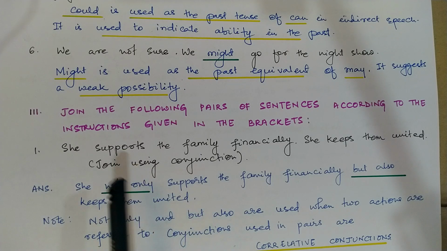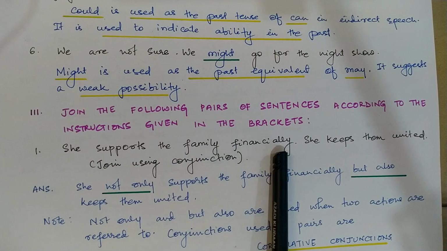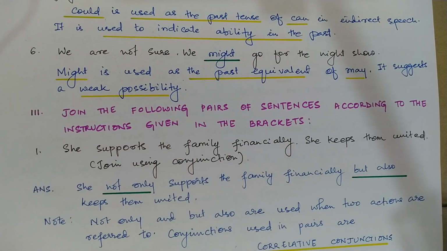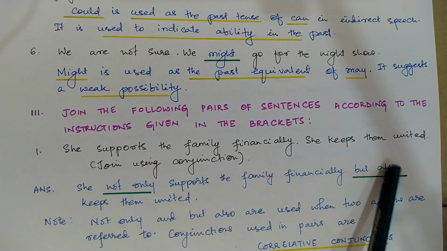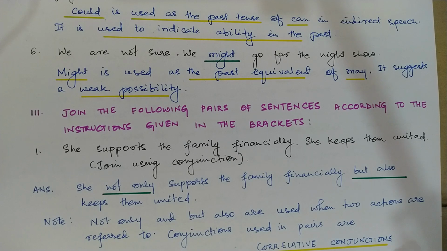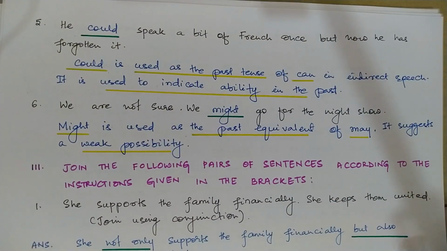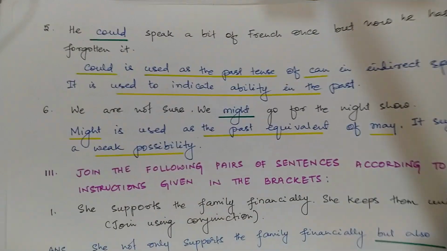What are the two actions here? She supports the family financially and she keeps them united. These are two actions. What are they being joined by? Conjunctions. Now these two conjunctions not only and but also are used in pairs and therefore they are called correlative conjunctions. What are they called? They are called correlative conjunctions.